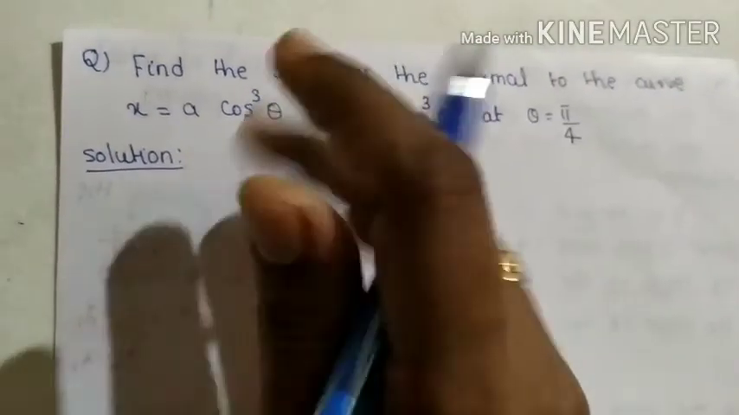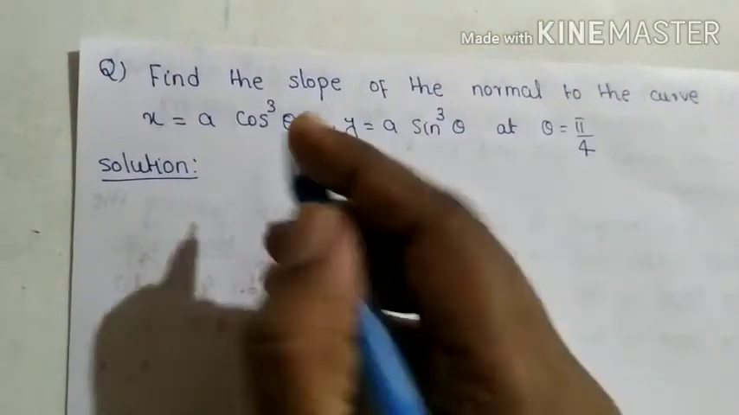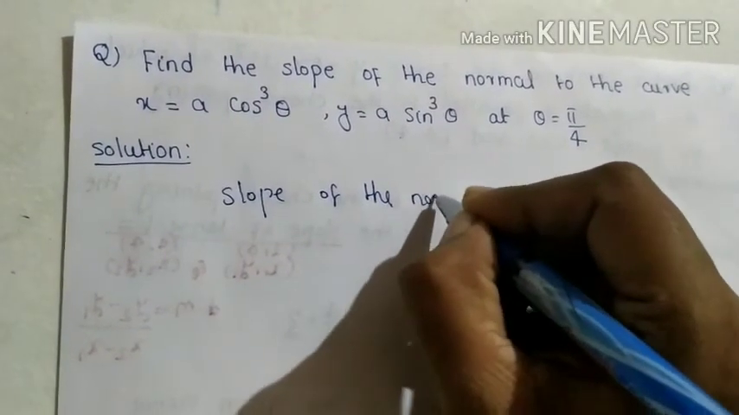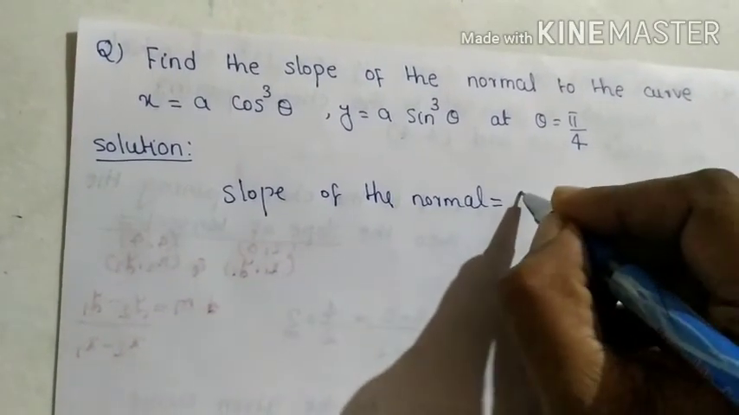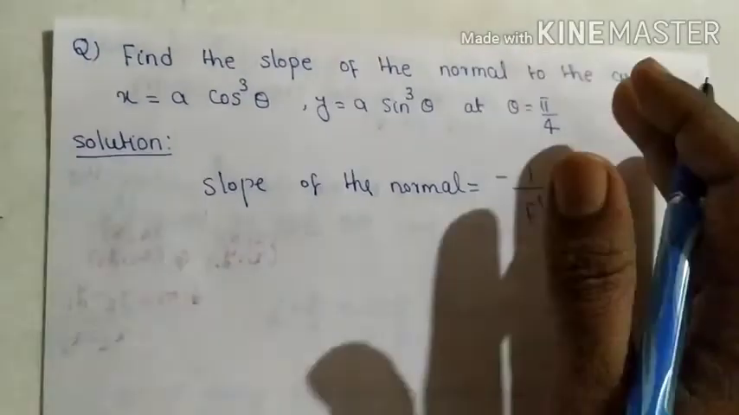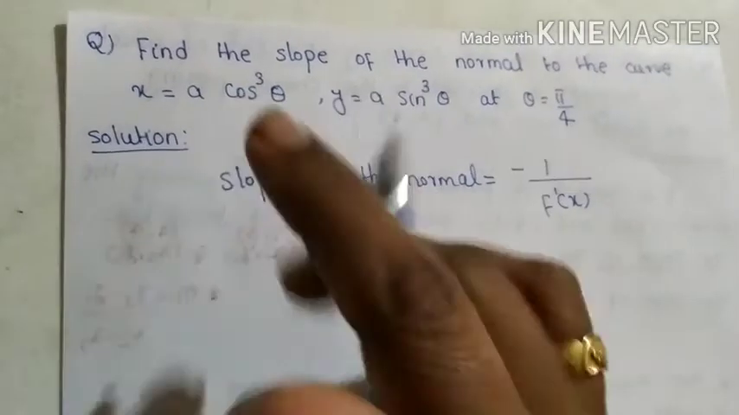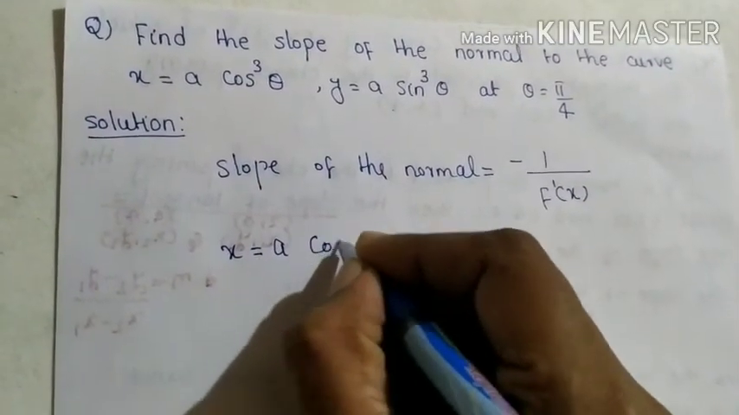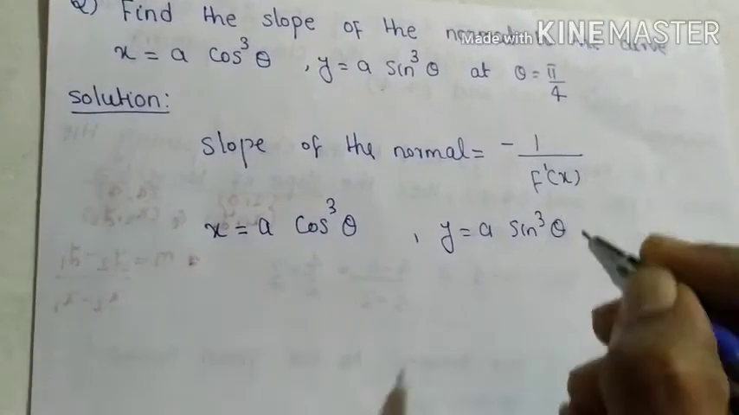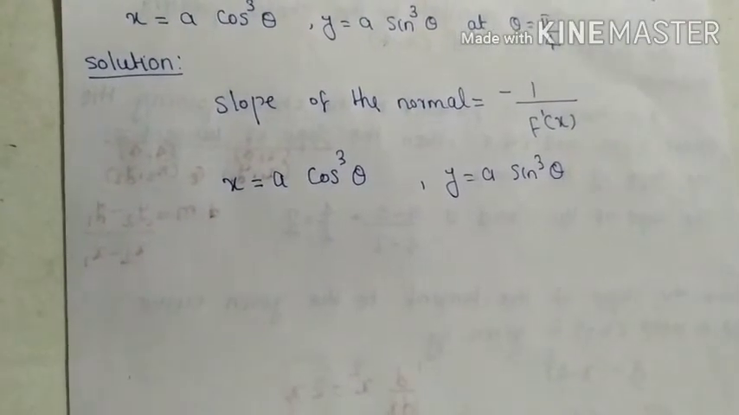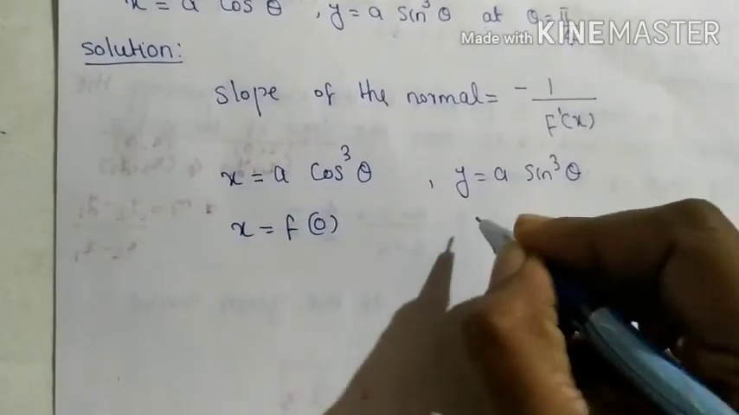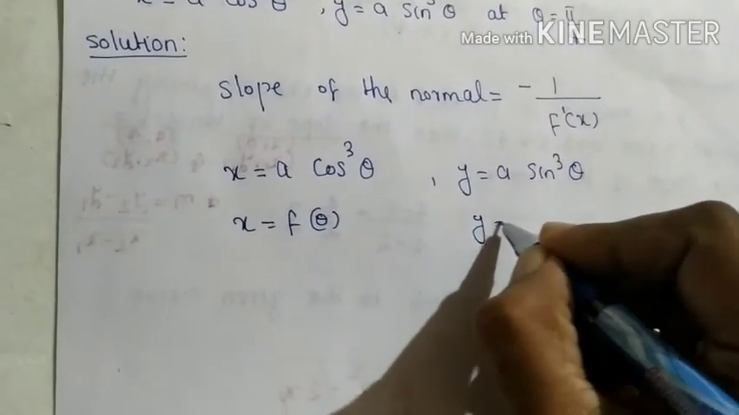We know that in this question we need to find the slope of the normal, and we know that the slope of the normal is equal to minus 1 divided by f dash of x. Here given that x is equal to a cos cube theta and y is equal to a sin cube theta. If you observe the given values of x and y, x is a function of theta and y is also a function of theta.